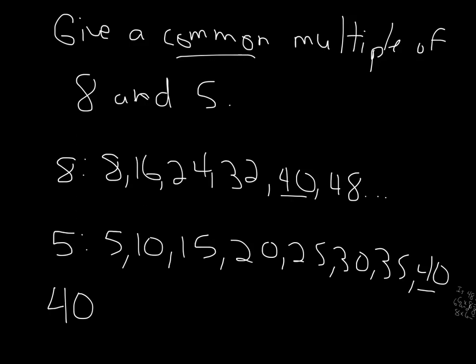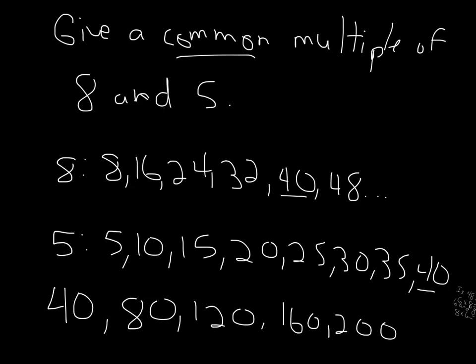Now, I told you there's an infinite number of answers. You could have also said 80. You could have said 120. You could have said 160. You could have said 200. You could have said 8,000 or 8 billion. I mean, there's a lot of numbers. 1,000 is actually a common multiple. I think most of you probably said 40, and 40 is my favorite answer because we're about to do least common multiples, and it is the least common multiple.